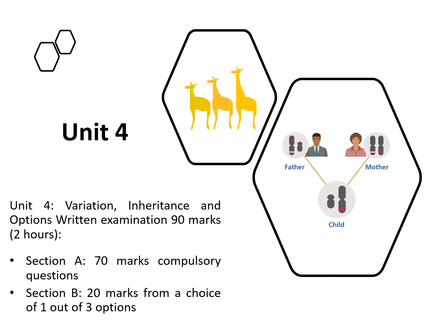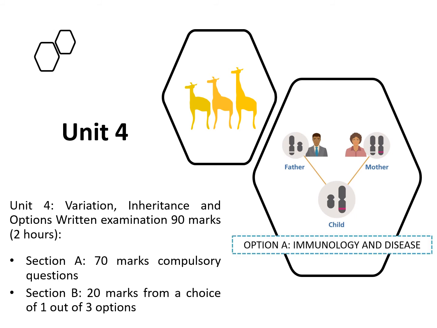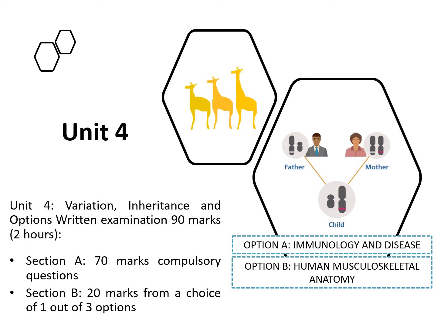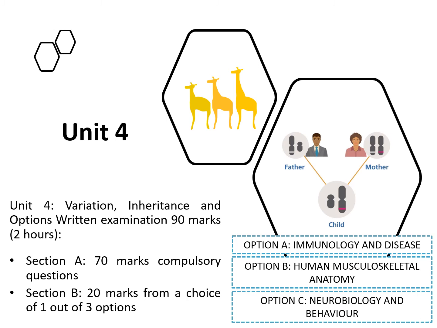Okay, so Unit 4 is actually broken down a little bit further. So we've got the topics that we discussed before, but you can see out of the 90 marks that's available for the exam, 70 marks are actually for variation and inheritance. 20 marks, however, is an options that you can choose from, and there are 3 options available. Option A, immunology and disease. Option B, human musculoskeletal anatomy. And lastly, option C, neurobiology and behaviour.